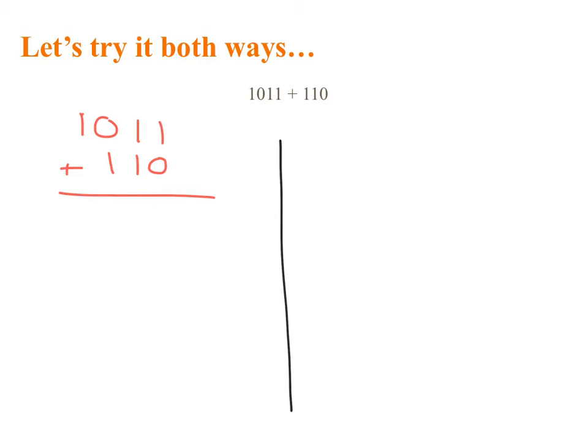So here we have 1 plus 0, which is just 1. So that goes down there. Now, in the second row, we have 1 plus 1, which really represents 2. So I'm going to make a note here that this is 2.